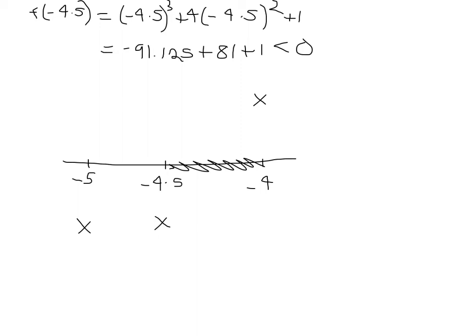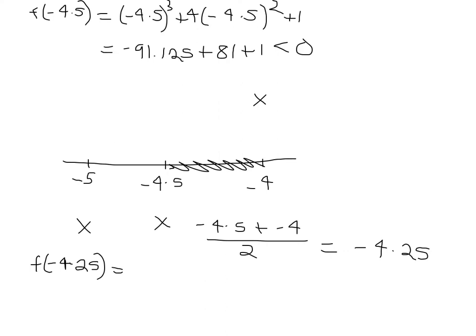So how do I find halfway between minus 4.5 and minus 4? I add them up and divide by 2, if you didn't already know what it was. And it's minus 4.25. So now, f of minus 4.25, and we check what the sign is here.